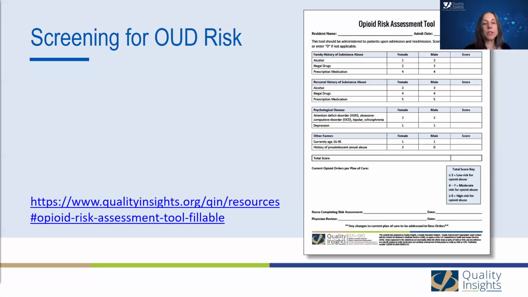We have this tool available on our website. This is where you can download it. It's really wonderful. You can do this on admission, readmission. You can do it at any time. You can do it for every resident in your facility. I would encourage it because it gives the physician a really good idea about who is at risk of developing opioid use disorder. There's been a really big push in the outpatient setting to rein in opioid prescribing.